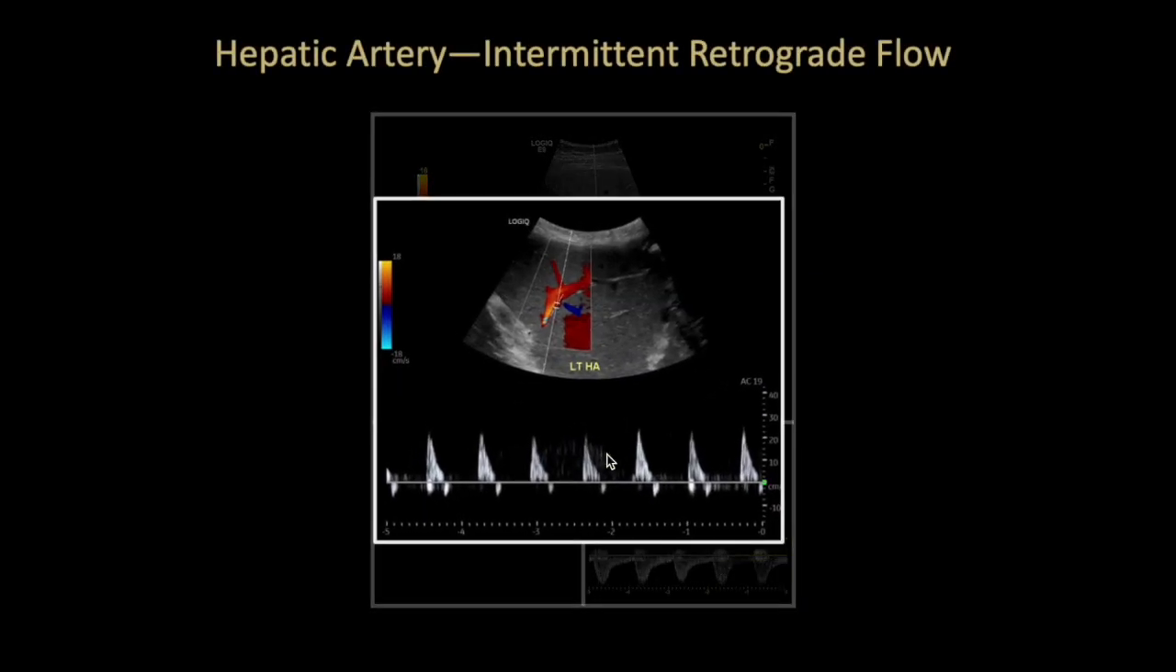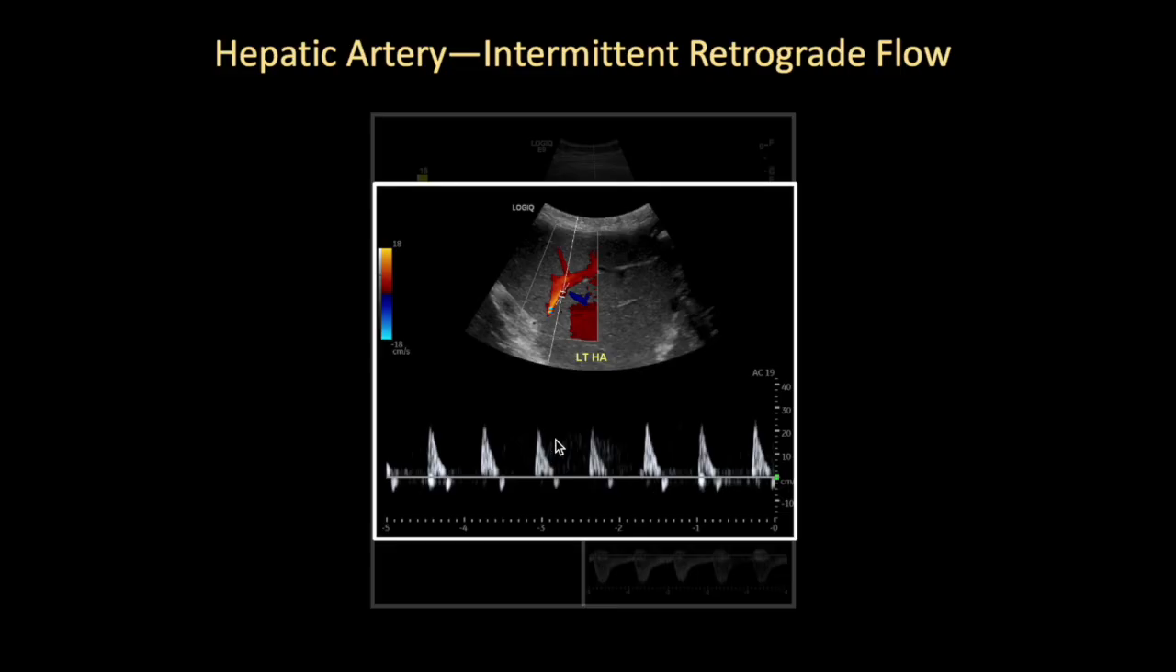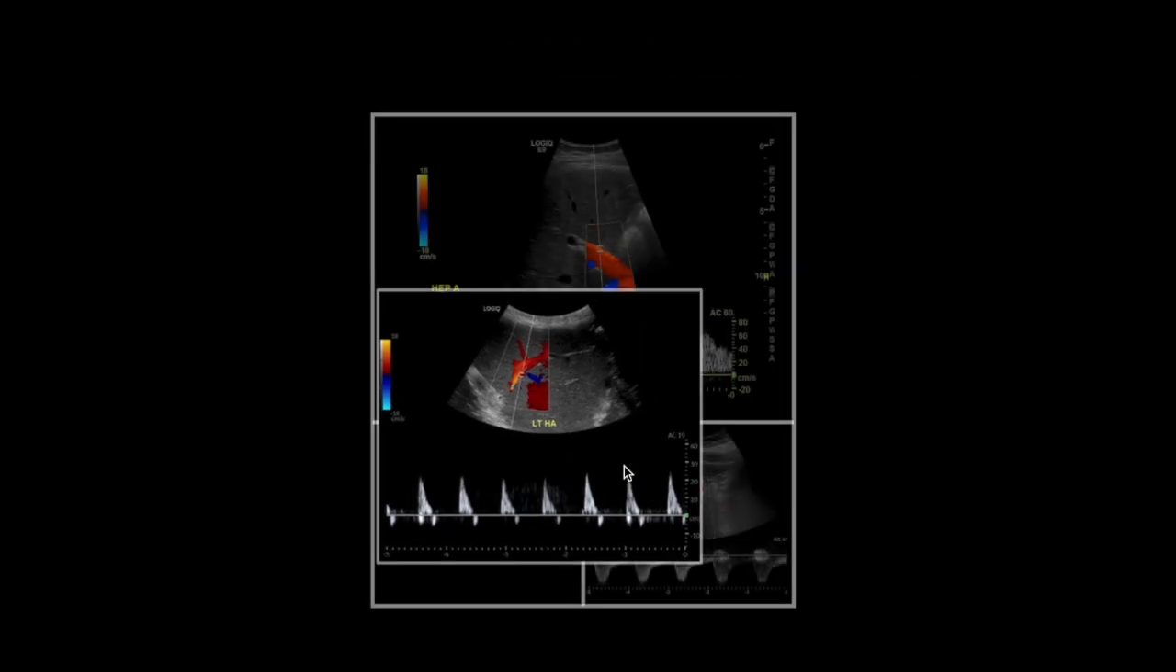Here's an example where we can see this is an abnormal hepatic artery. Remember, we talked about how the hepatic artery is always supposed to be in the antegrade direction. It's always supposed to have antegrade flow. But here you can see during the end of systole, we can actually see some reversal of flow. So this is intermittent retrograde flow, which is always abnormal when we're talking about the hepatic artery, and usually indicates some kind of very high resistance within the liver itself.